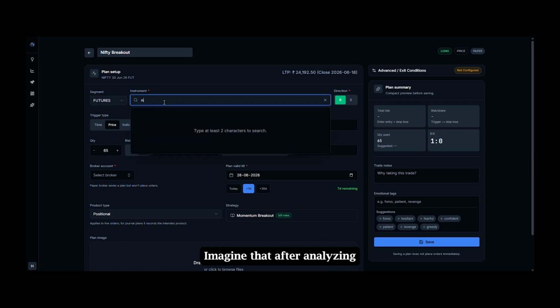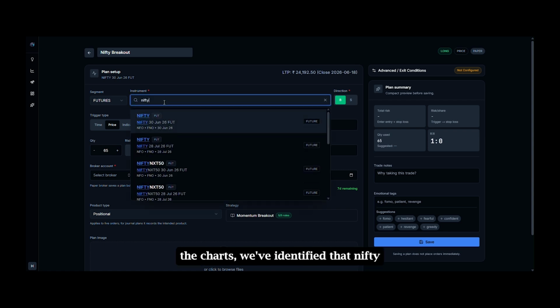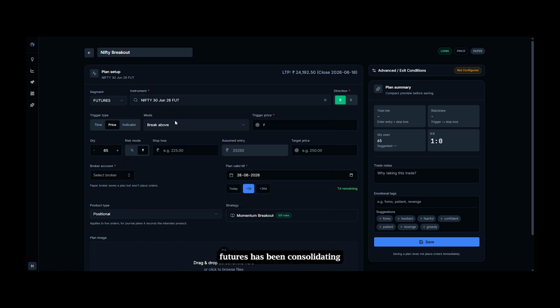Imagine that after analyzing the charts, we've identified that Nifty 30 June futures has been consolidating near an important resistance level around 25,250. Our view is straightforward. If Nifty breaks above 25,250, the momentum could continue and we want to participate in that move. Instead of waiting in front of the charts all day, we'll let Qbar Trade handle the planning for us.